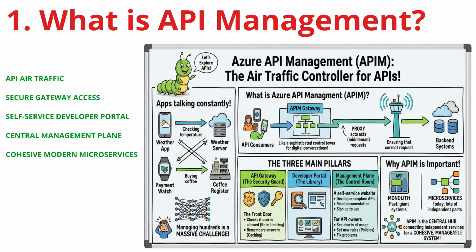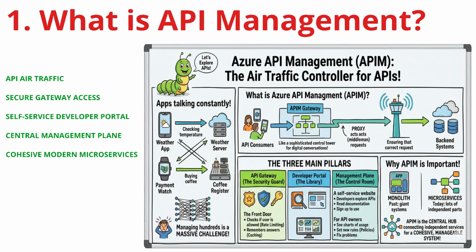It is built on three main pillars. First, the API gateway acts as a security guard and front door, validating users, setting rate limits, and caching answers to speed things up. Second, the developer portal is like a library, a self-service website where developers can explore APIs, read the rules, and sign up to build apps. And third, the management plane is the control room, providing API owners with usage charts, tools to set new rules, and a place to fix problems.